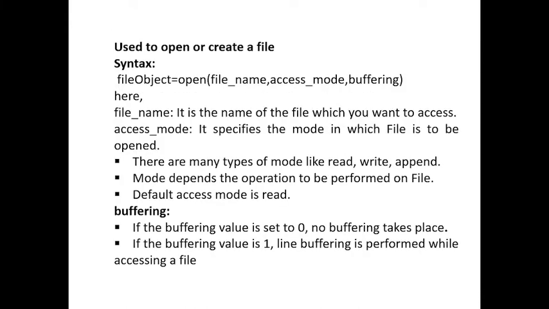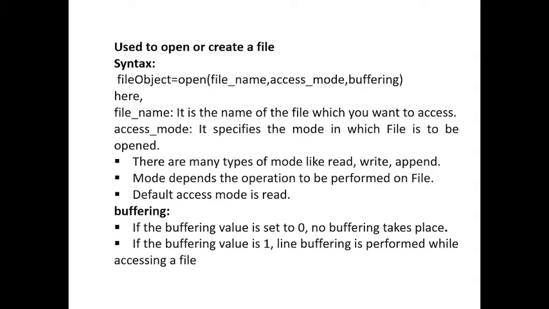That is the syntax: file object = open(file_name, access_mode, buffering). Here file_name is the name of the file which you want to access. Access mode specifies the mode in which the file is to be opened. There are many types of mode like read, write, append. Mode depends on the operations to be performed on the file. The default access mode is read mode.